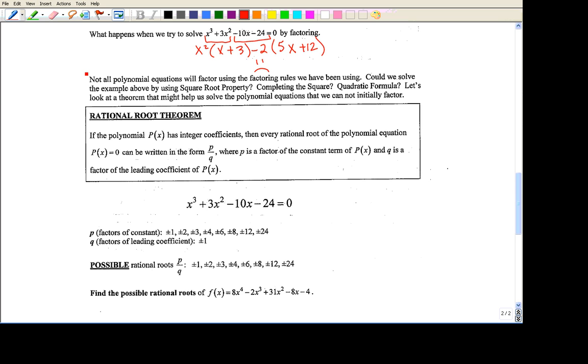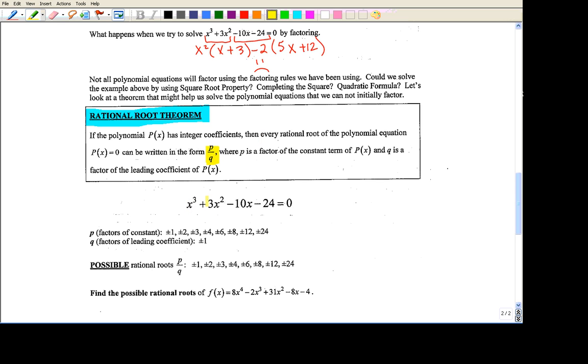The first theorem we're looking at is the rational root theorem. If the polynomial p of x has integer coefficients, then every rational root of the polynomial equation p of x equal to 0 can be written in the form p over q, where p is a factor of the constant term of p of x and q is a factor of the leading coefficient of p of x. So what this is saying here is if we don't know any roots, we can come up with possible roots.